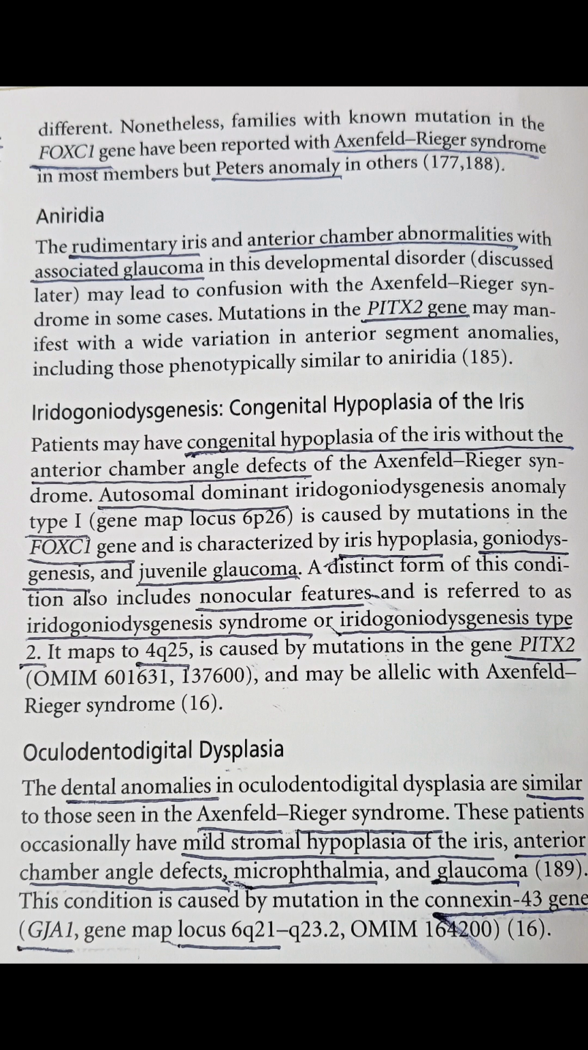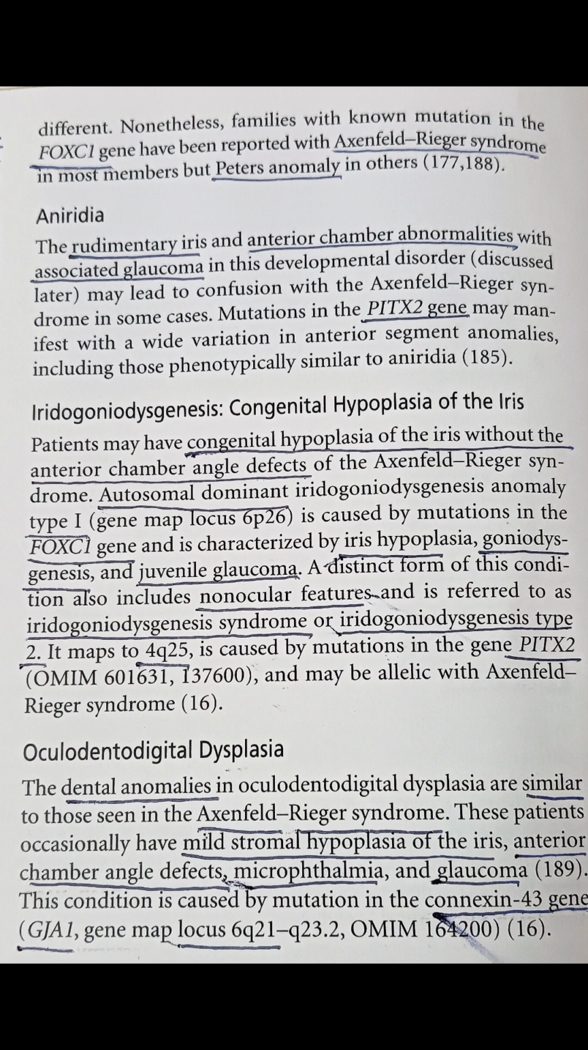The fourth differential diagnosis of Axenfeld-Rieger syndrome is aniridia. The rudimentary iris and anterior chamber abnormalities with associated glaucoma in this developmental disorder, which is discussed later, may lead to confusion with the Axenfeld-Rieger syndrome in some cases. Mutations in the PAX6 gene may manifest with a wide variation in anterior segment anomalies, including those phenotypically similar to aniridia.